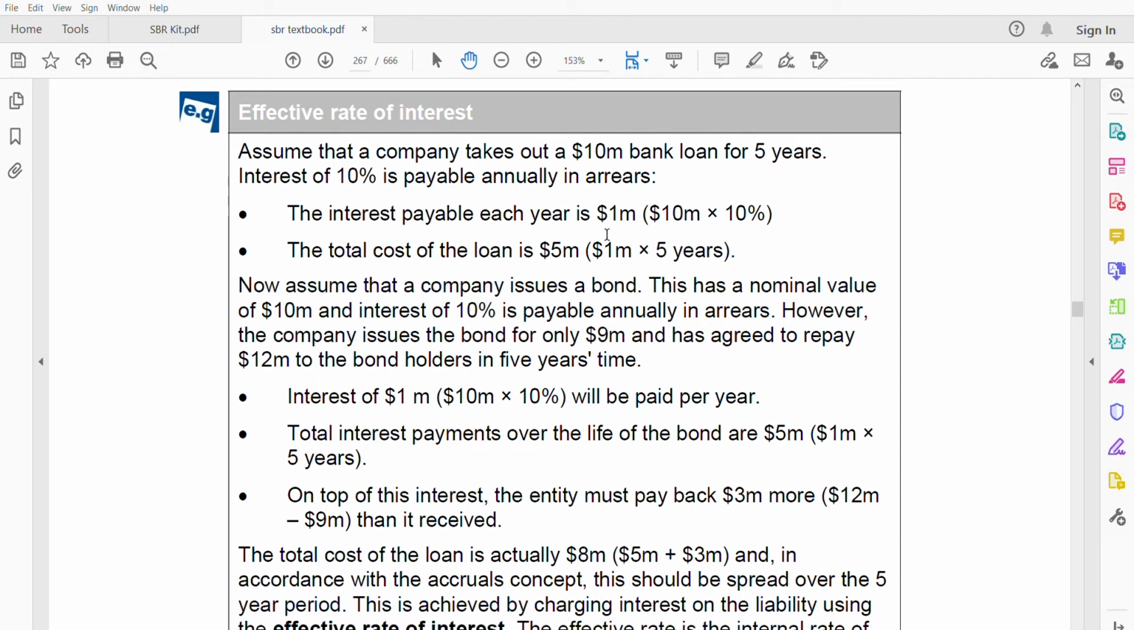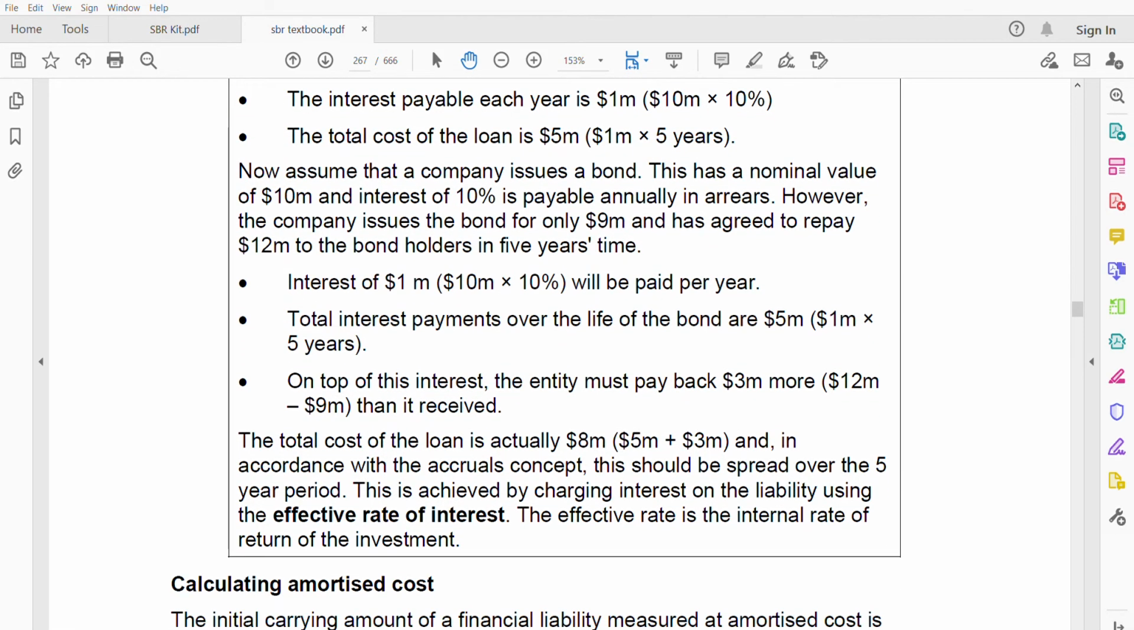So interest will be the same. Interest will be 10% on 10 million, therefore 1 million. Now the total interest payment over the life of the bond will be the same, 5 million. But on top of this interest, the entity must pay back how much? 3 million, 12 minus 9. So now the total cost of the loan will be 5 plus 3. 5 was the interest, now this 3 also you have to add.